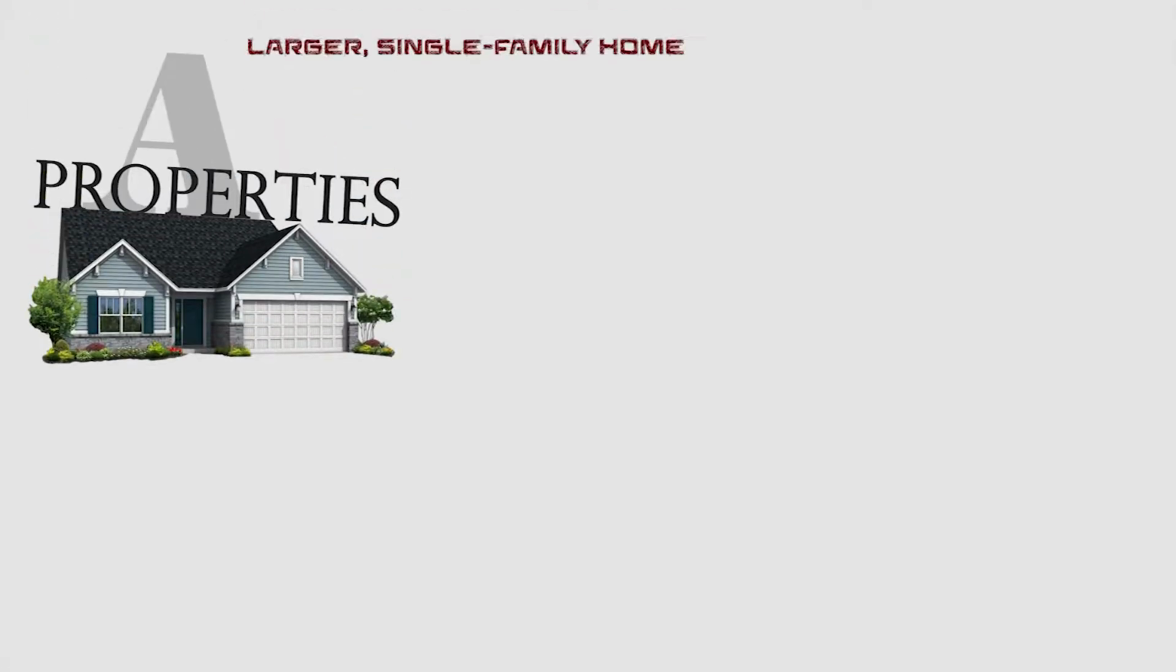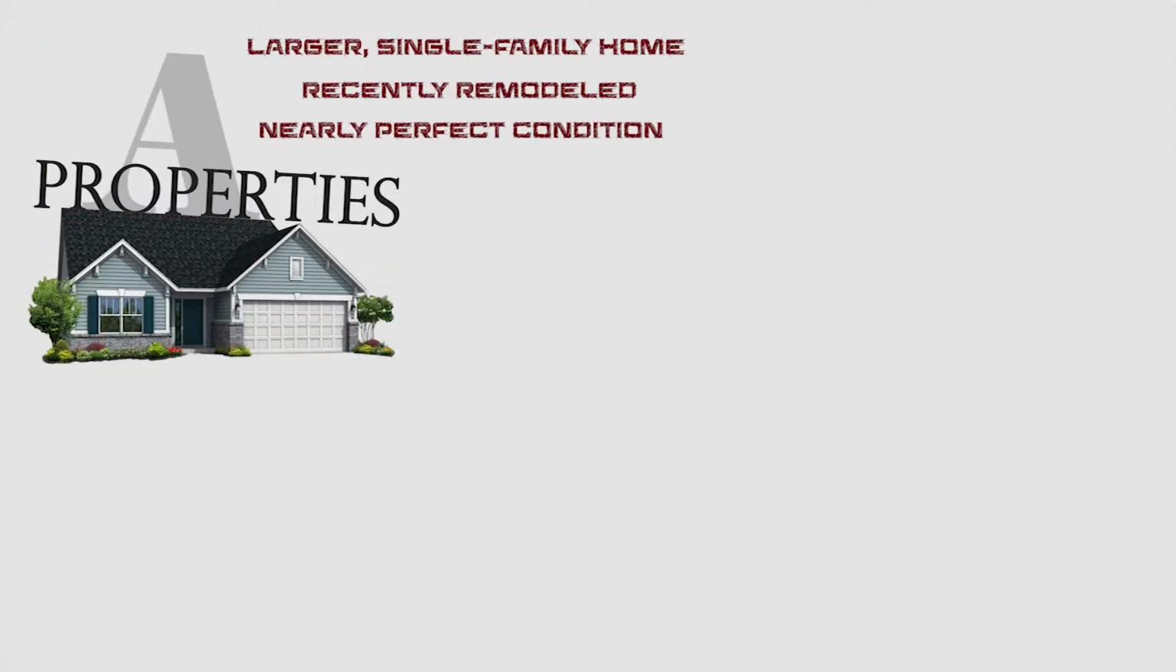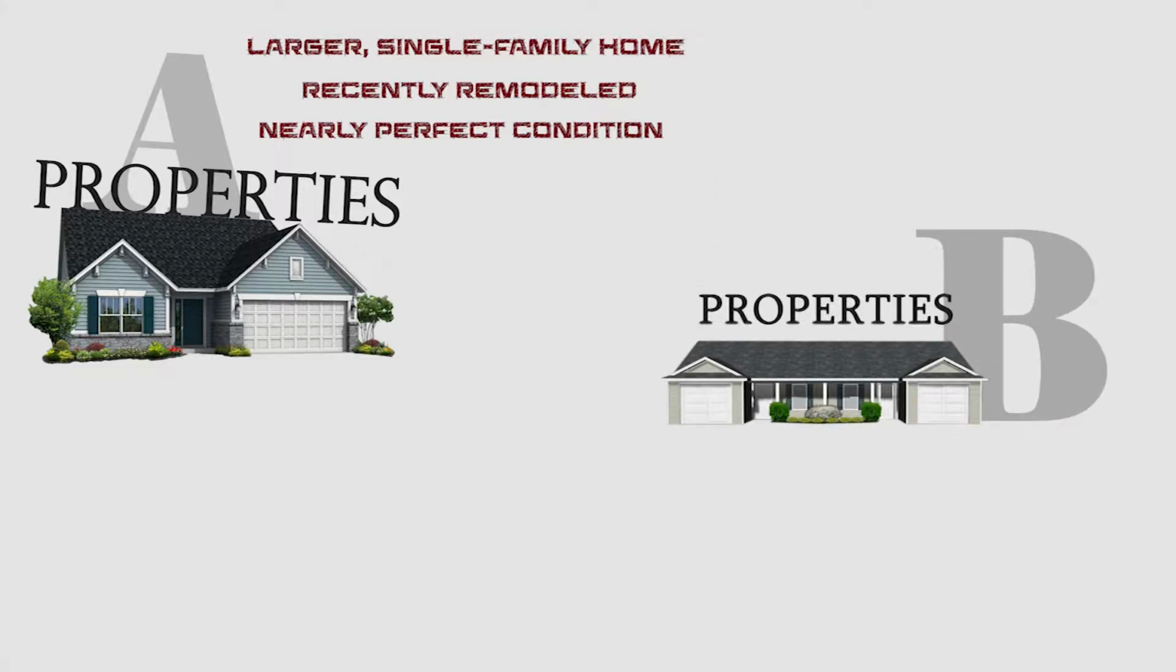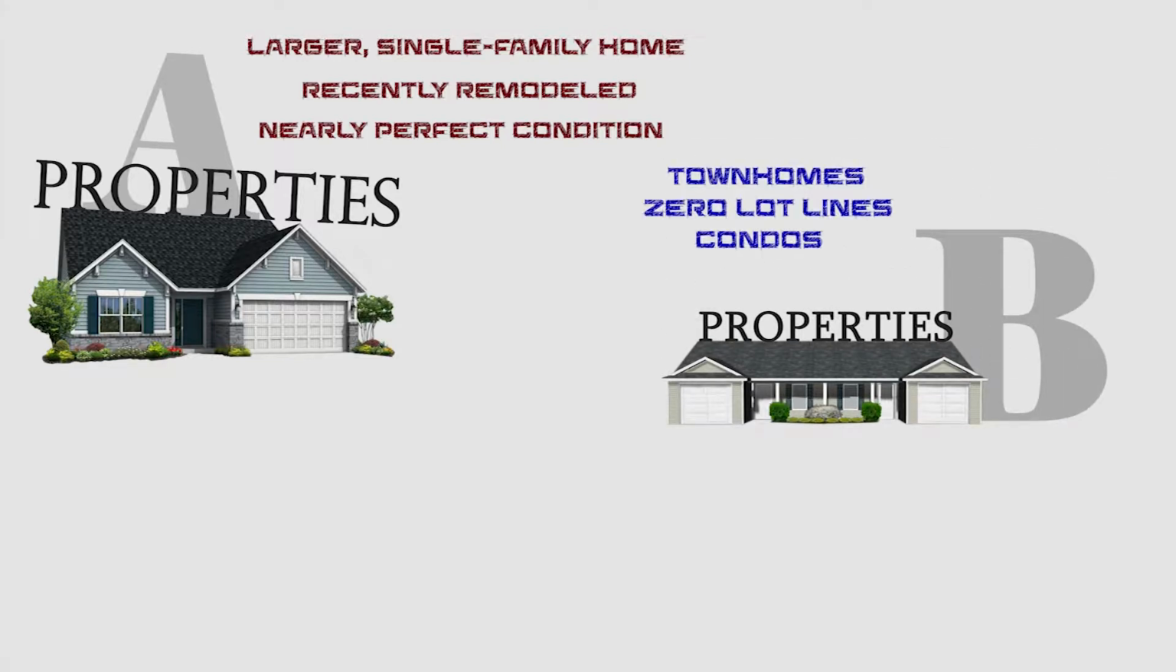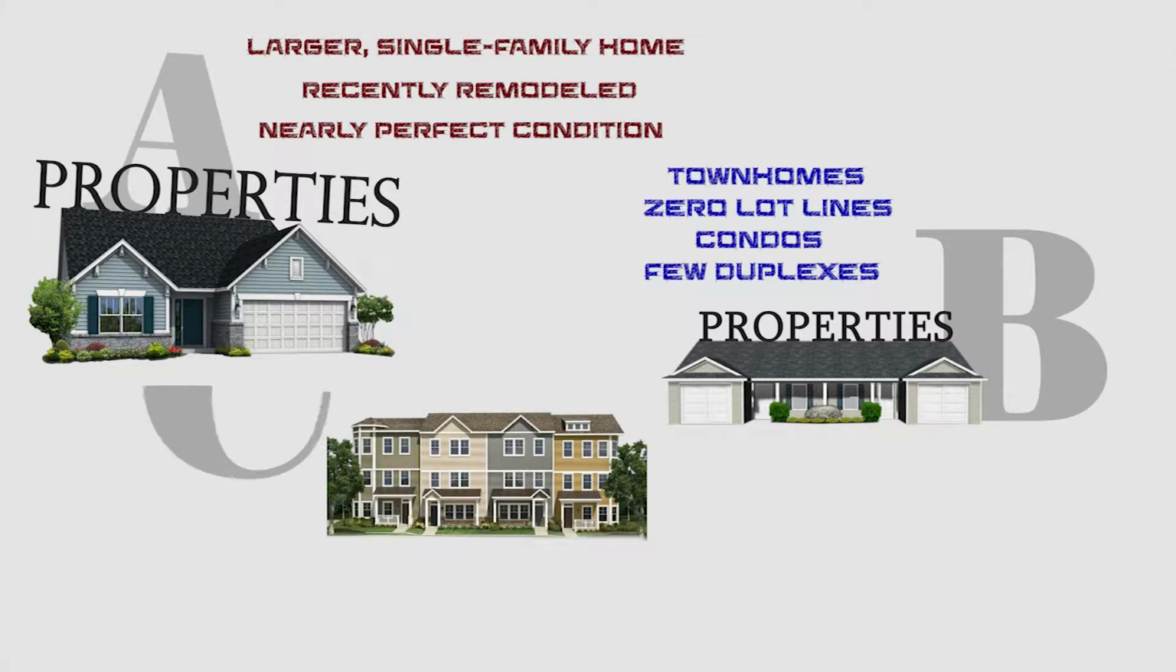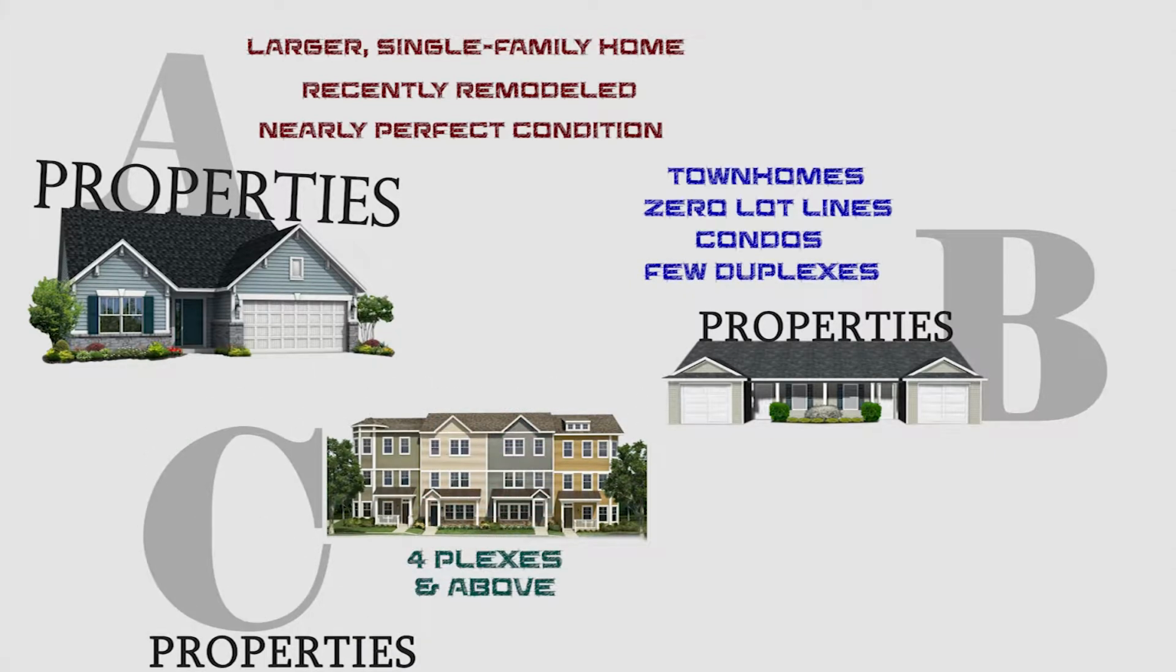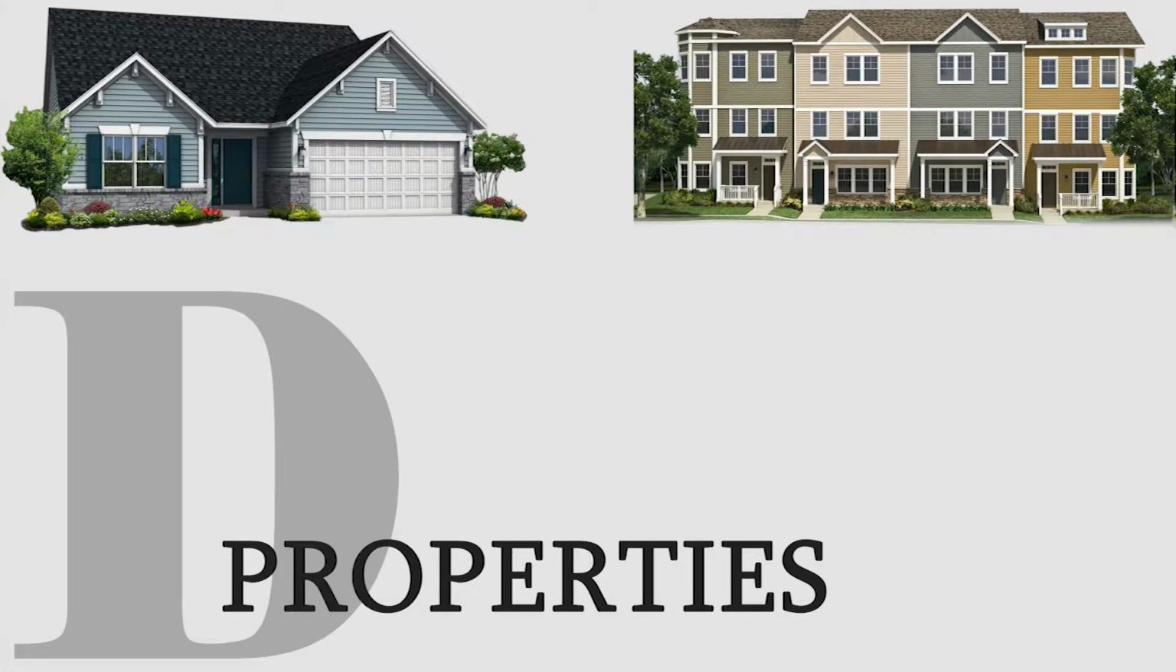A properties are typically larger single-family homes, recently remodeled, nearly perfect condition. B properties typically being your townhomes, zero lot lines, some condos, and a few duplexes. And C properties being primarily those fourplexes and above. Are there any D properties? Why don't you talk about the B properties? Those are the ones that I see. Those are the ones that are vacant, usually foreclosure properties.